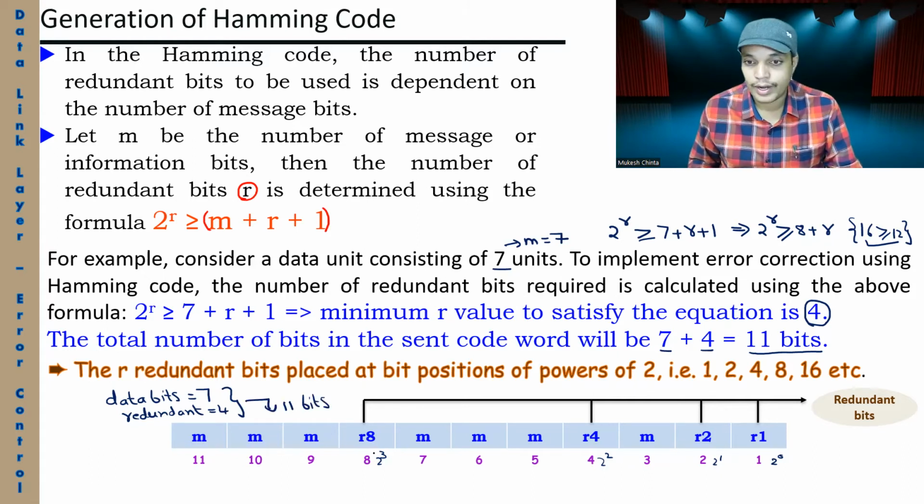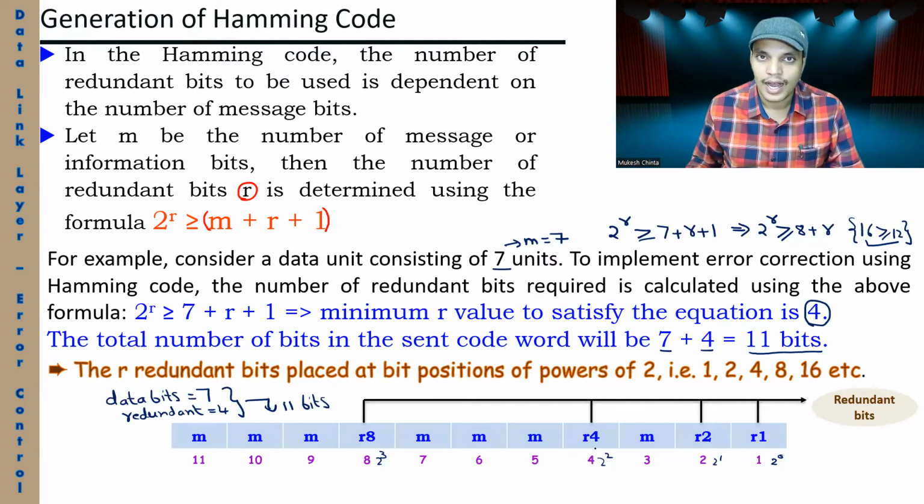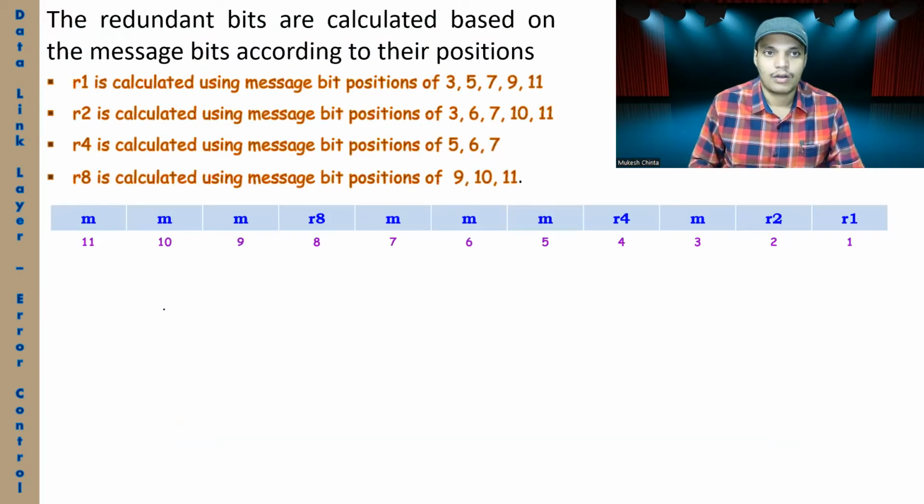Now let me take a numerical example and show you how to calculate the Hamming code if you are given a data word. The first thing that you need to remember is, first you need to calculate the number of redundant bits that are required. After calculating the number of redundant bits that you require, you draw a table and place the redundant bits in the bit positions of powers of 2.